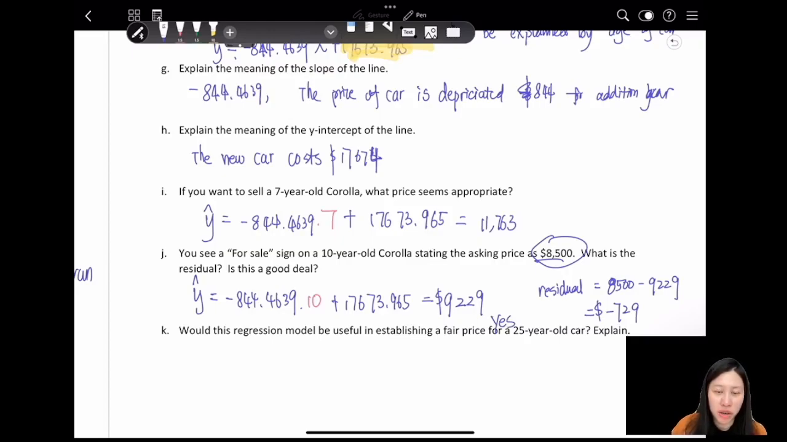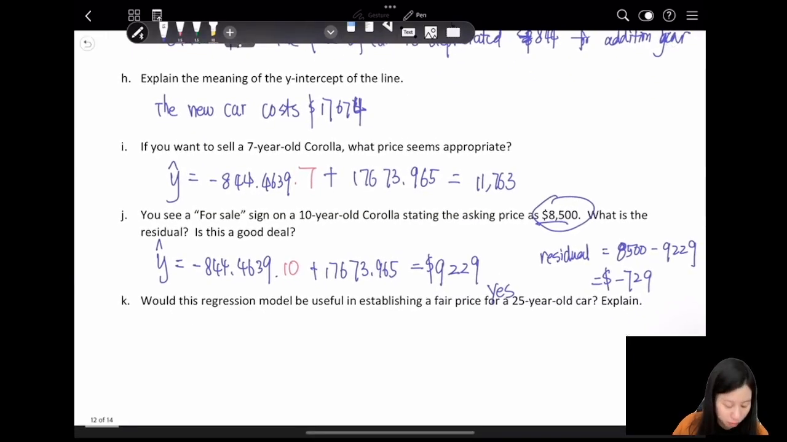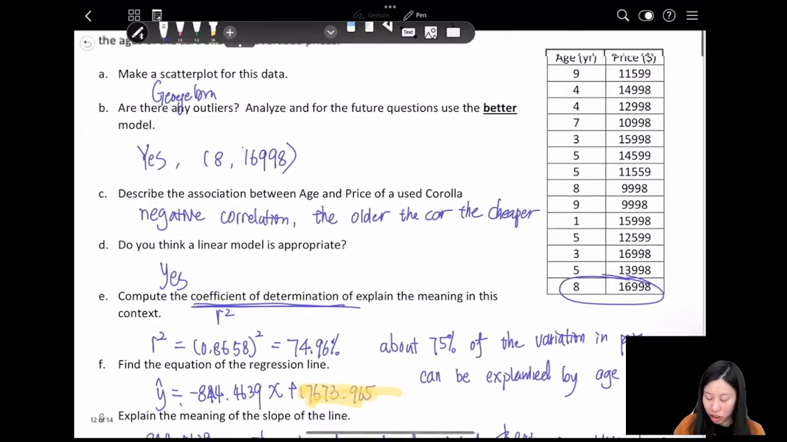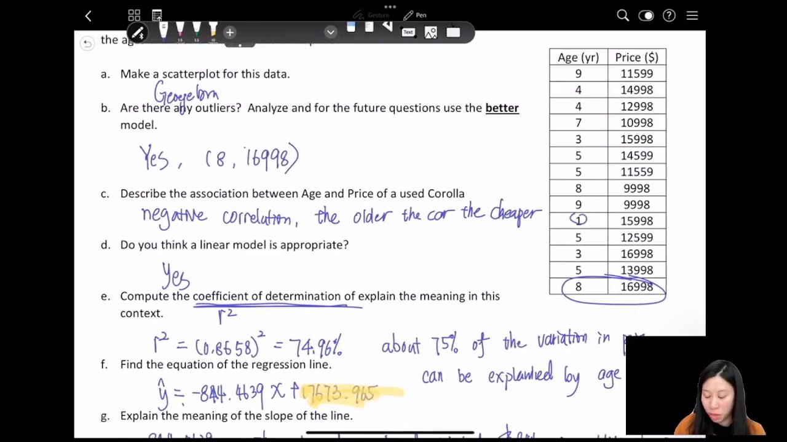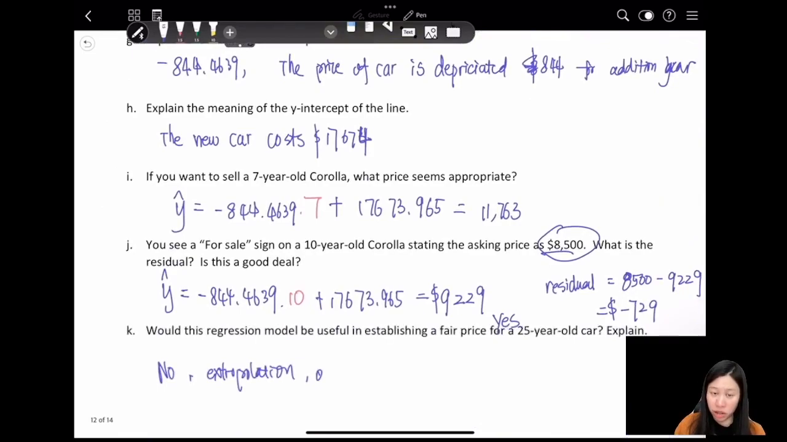Okay, would this regression model be useful in establishing a fair price for a 25-year-old car? No. This is way too far outside, because look, the data set we have is from 1-year-old to 9-year-old cars. 25 years is outside of the dataset range.